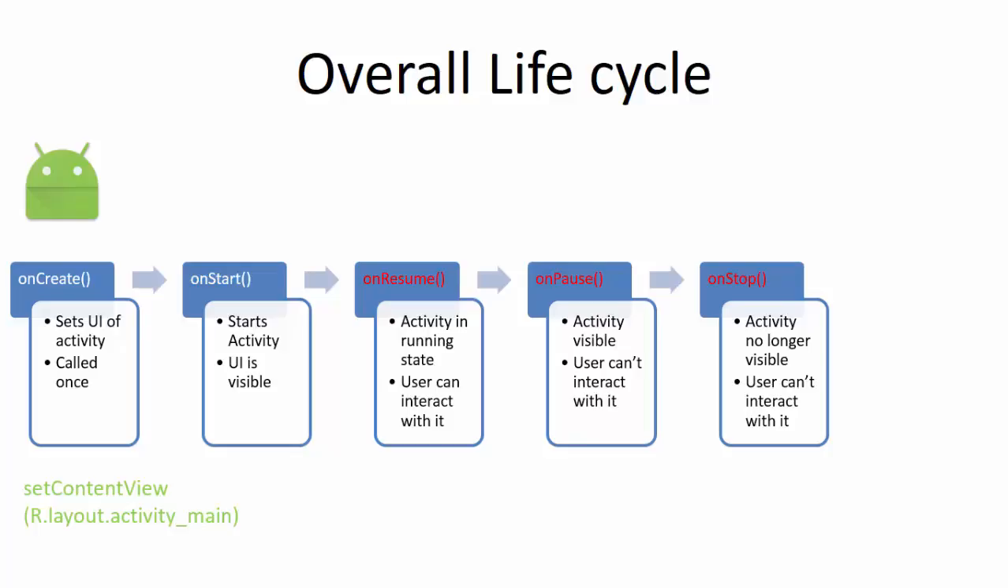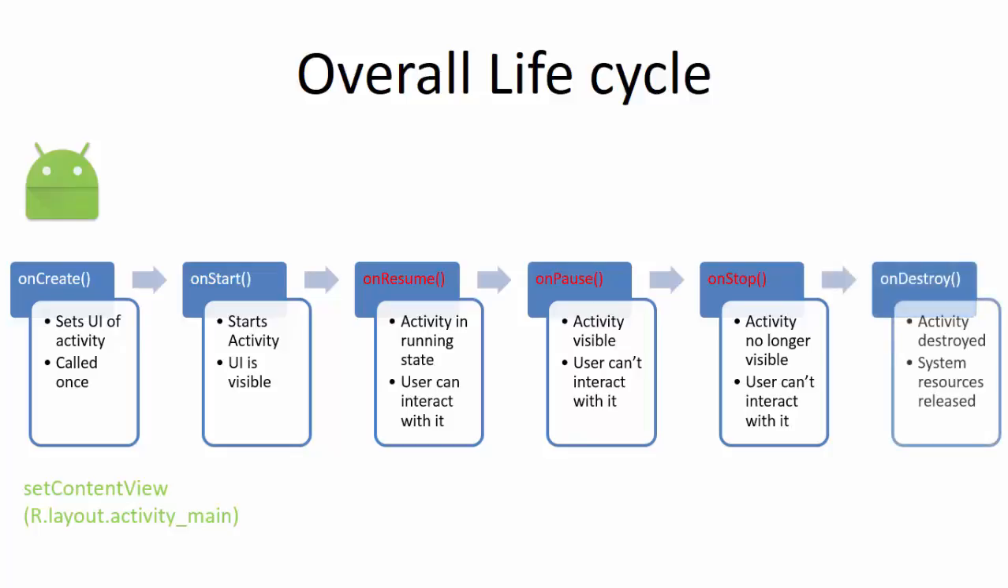If the user kills your app from the background, onDestroy method is called. This method is a final signal that your app is getting removed from the memory. All the system resources that your app is using are released. If there are any network transactions happening, then they are closed in onDestroy as well.